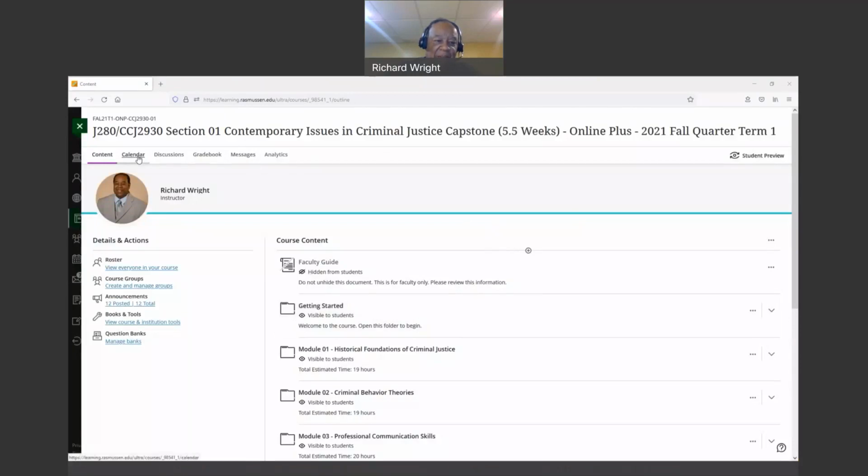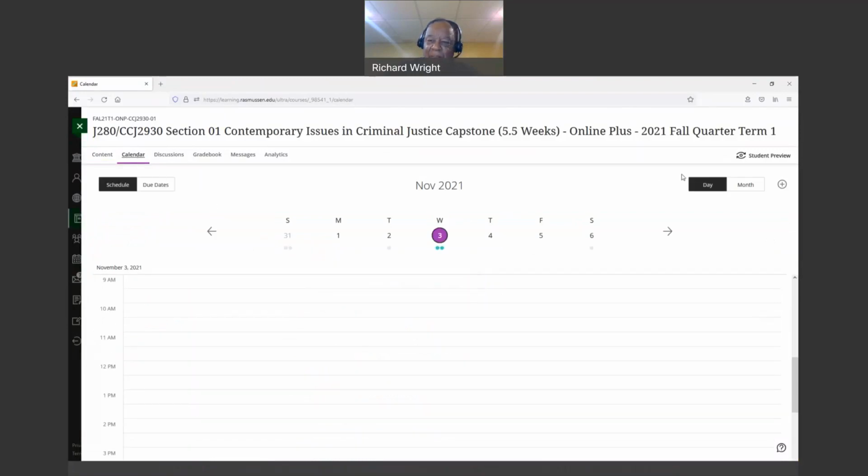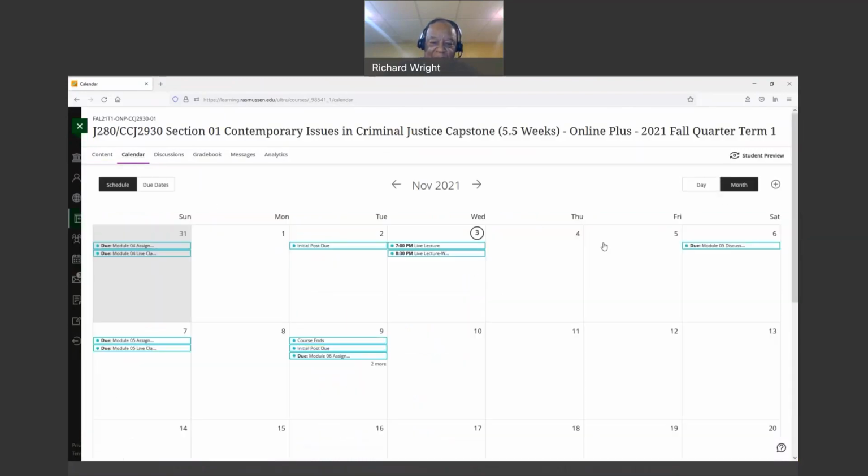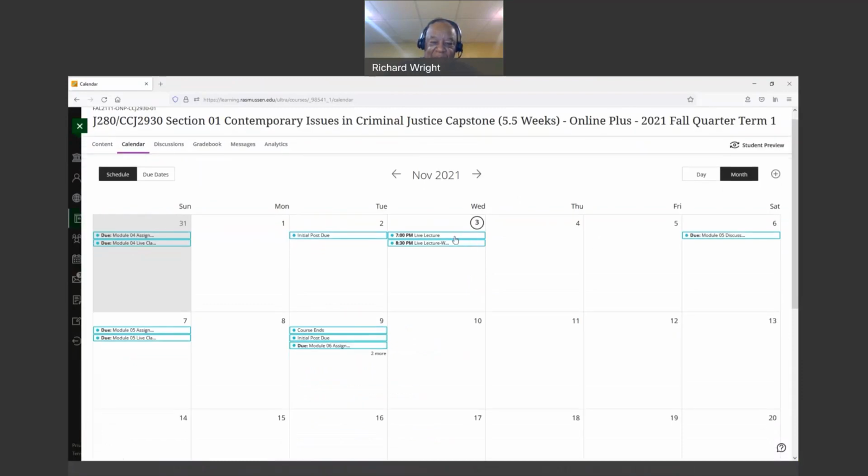So let's take a look at the calendar for this week, the month. As you can see, this is where we are. You see 2 lectures here, but right now we're at the 7 o'clock week 5. Your initial post was due yesterday, the 2nd. Your reply post is due Saturday, the 6th. And then your assignment and live lecture phrase is due on the 7th. And you'll note, of course, that the course ends 2 days later, the 9th. We'll talk about that in the very next lecture.